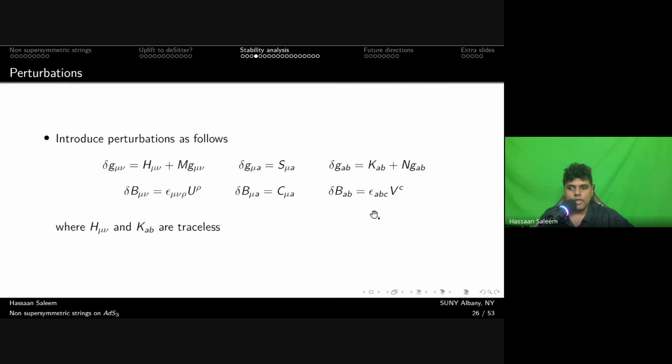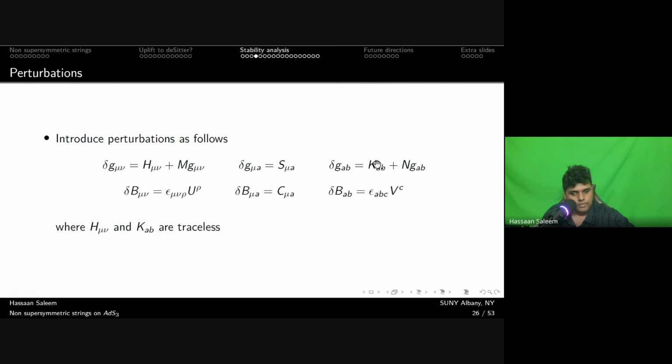Okay. Now let's introduce perturbation. So the previous slide was about the background solution. Now what we're going to do is perturb around this background solution and see if all the mass squares of the perturbations are above the BF bound, as I said earlier. So let's introduce perturbations in the metric and the B field. For example, if you look at this part, the perturbation in the G mu nu part is split up into two different contributions. This contribution is the traceless part, and this contribution is the trace part.